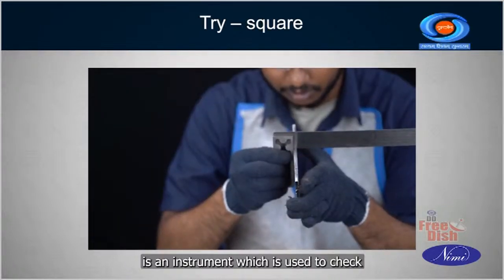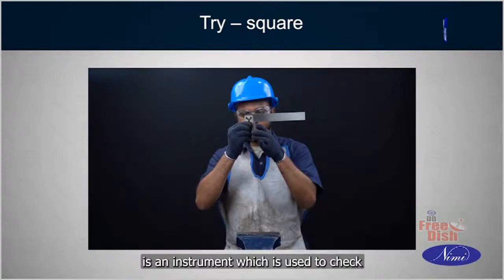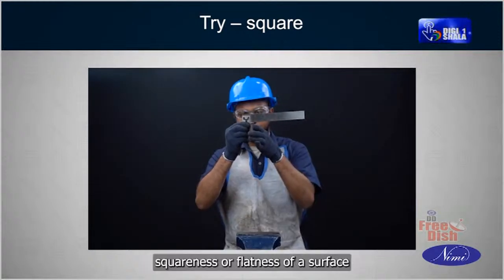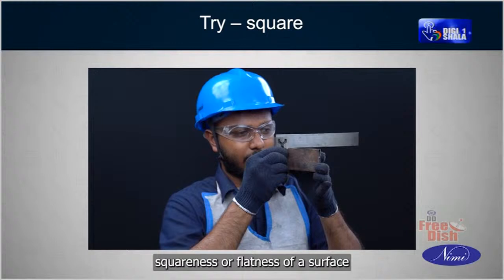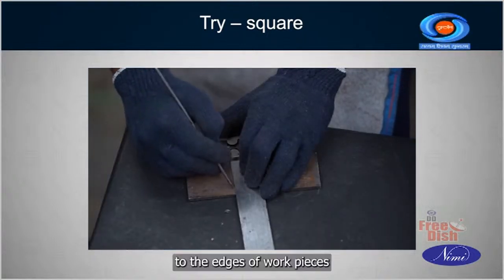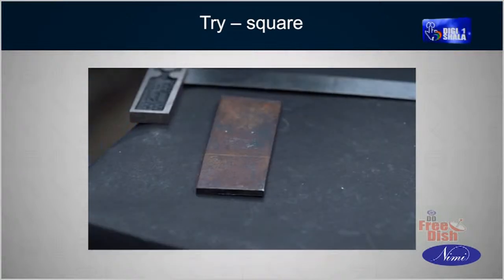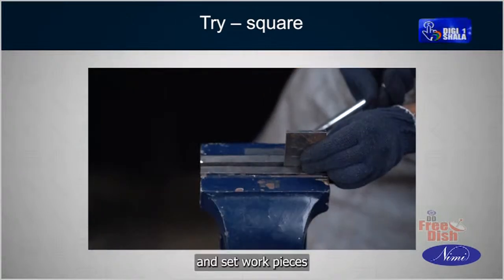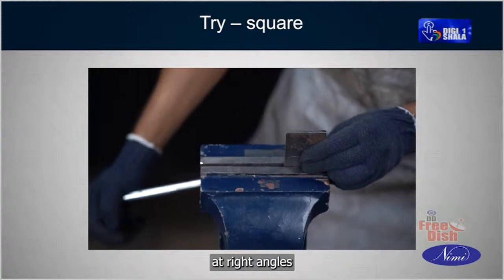The tri-square is an instrument which is used to check squareness or flatness of a surface. Mark lines at 90 degrees to the edges of workpieces and set workpieces at right angles.